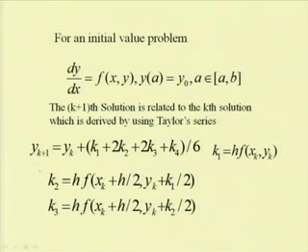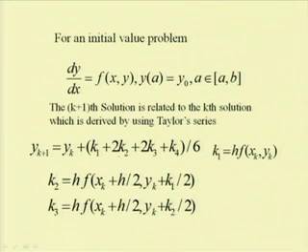y k plus 1 will be equal to y k plus k 1 plus 2 k 2 plus 2 k 3 plus k 4, divided by 6, where k 1 equals h into the function of x k and y k. In this case, k 2 can be written as h into f of x k plus h by 2, y k plus k 1 by 2.